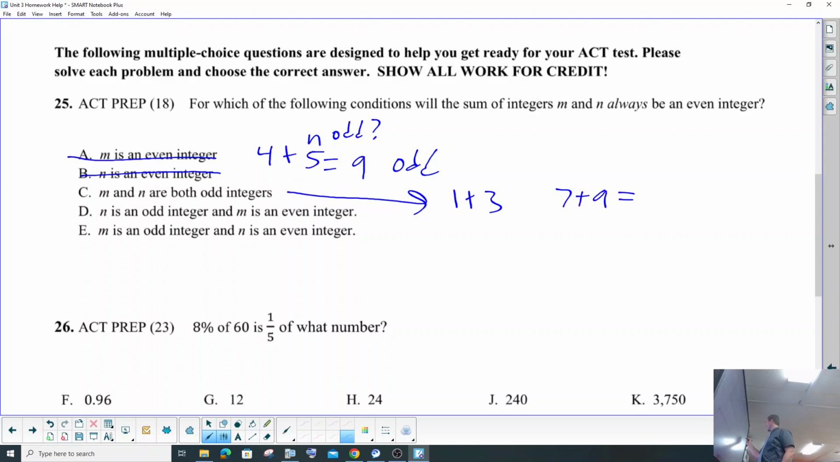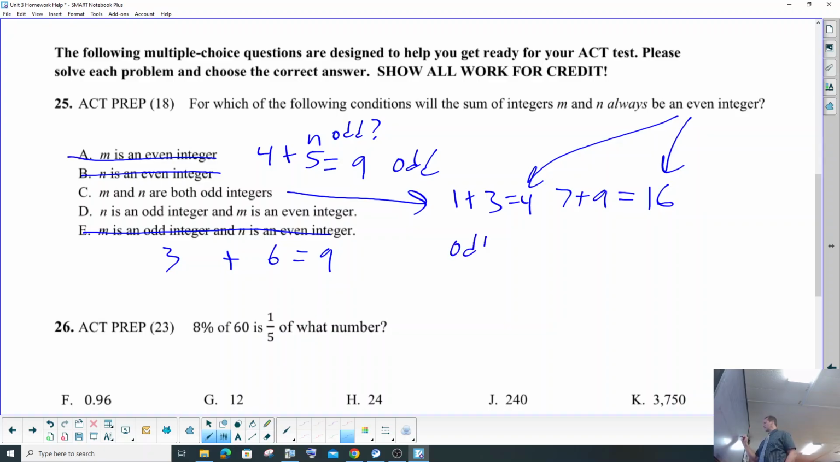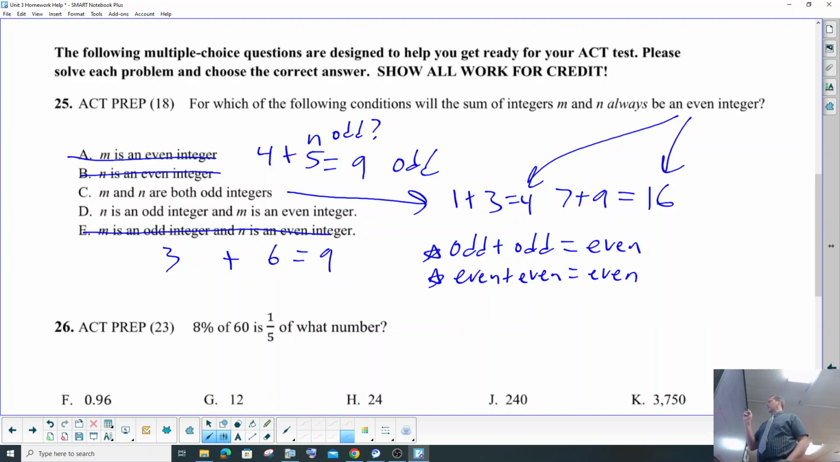m and n are both odd integers. Well, let's see. 1 plus 3, or 7 plus 9. So that's like a 4 and 16. That's looking good so far. That's even, that's even. If n is an odd integer like 3, and m is an even integer like 6, oh, so that's 9. Yeah, that doesn't work. So I'm thinking odd plus odd will always give us an even, as well as even plus even will also give us an even.